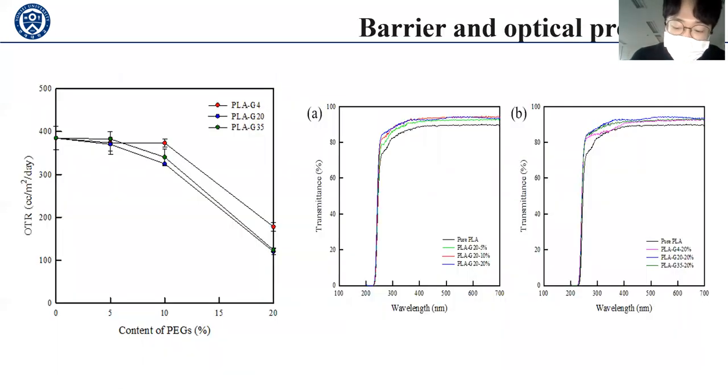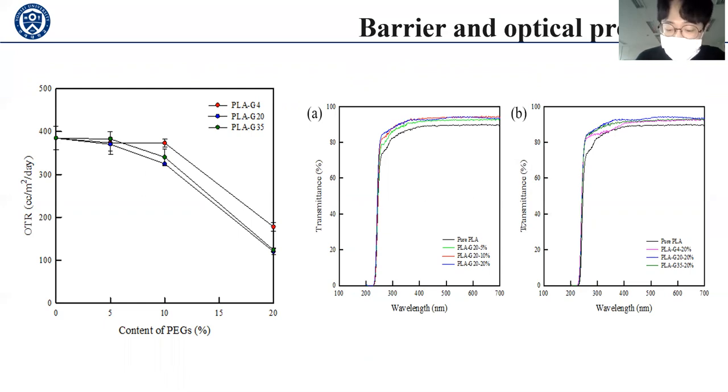The high barrier property and transparency are important properties for primary packaging. As you can see in the left side graph, the introduction of PEGs into PLA results in a decrease in OTR depending on the molecular weight and contents of PEGs. However, there was no significant change in the OTR by adding low contents of low molecular weight PEG compared to the pure PLA films.